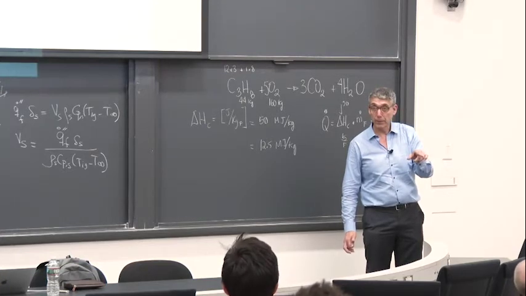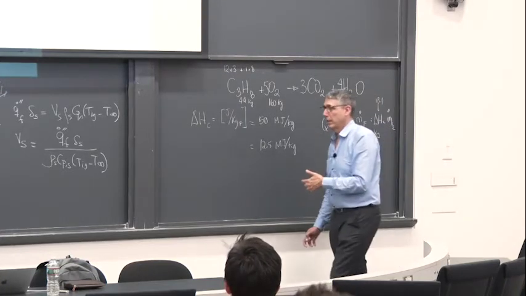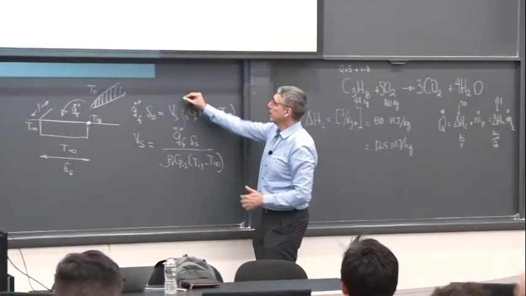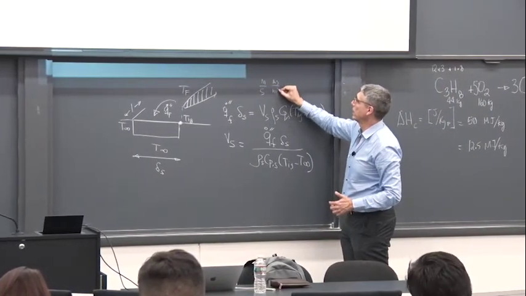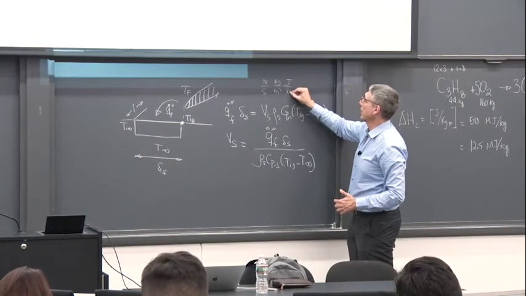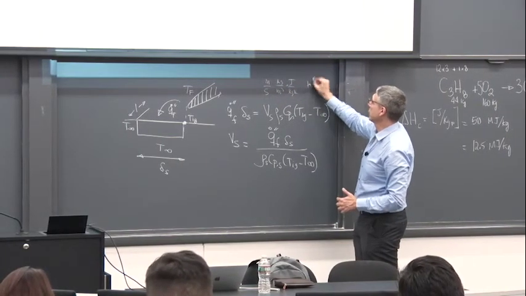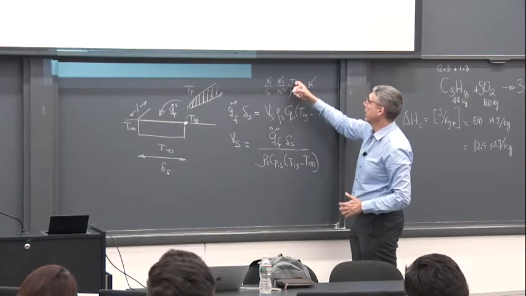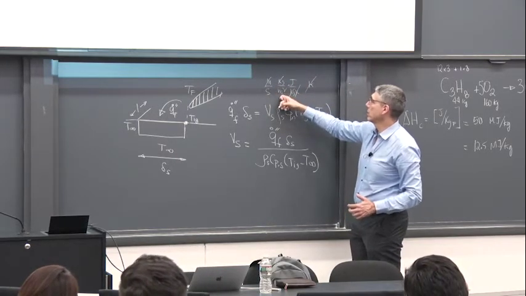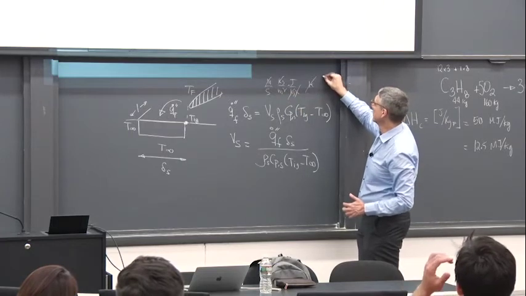Is that okay? So the way they represented it, if you look at this, this is meters per second. This is kilograms per meter cubed. This is joules per kilogram Kelvin. This is Kelvin, so Kelvins go out, kilograms go out, meters go with meters, and I get joules per second, which is watts, divided by meter cubed. Sorry, meter squared.